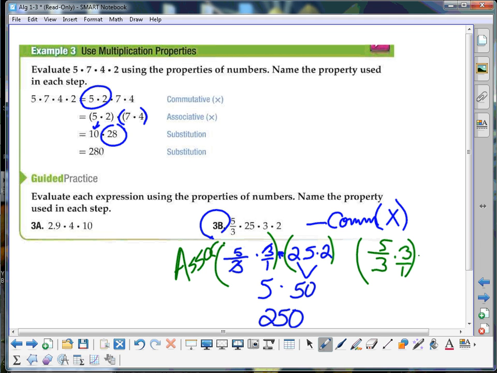So 5 over, and then I multiplied 25 times 2. I grouped them this way to make it easier on myself. 25 times 2 is 50. I'm going to substitute that. Those two cancel each other. 5 over 1 is the same as 5. And now I can multiply that pretty easily. All right.